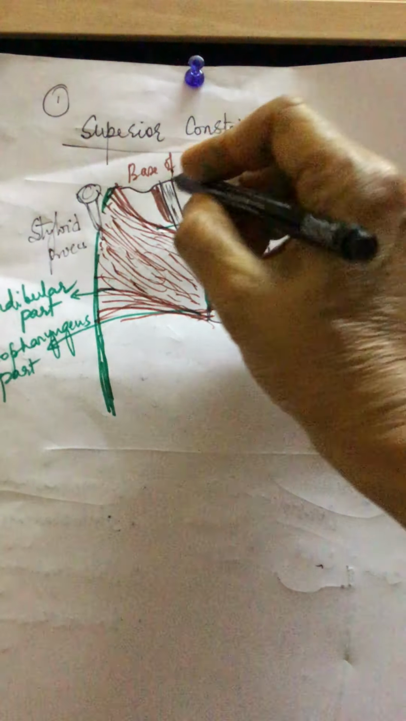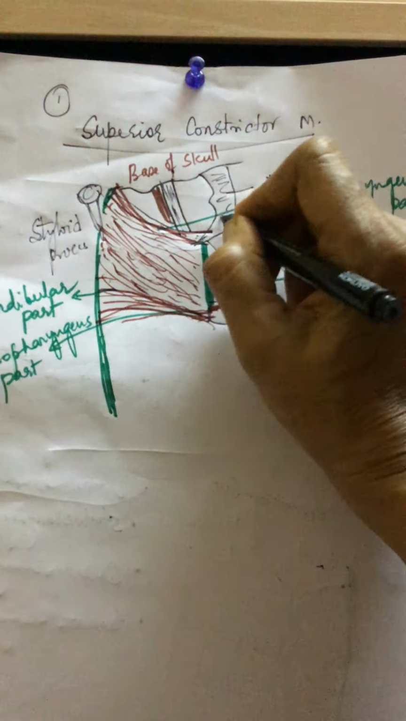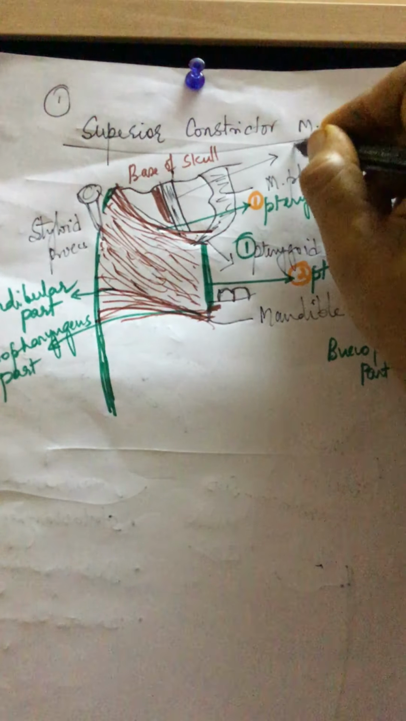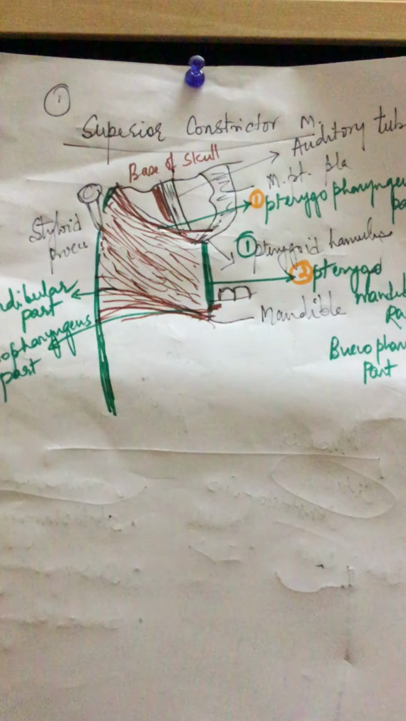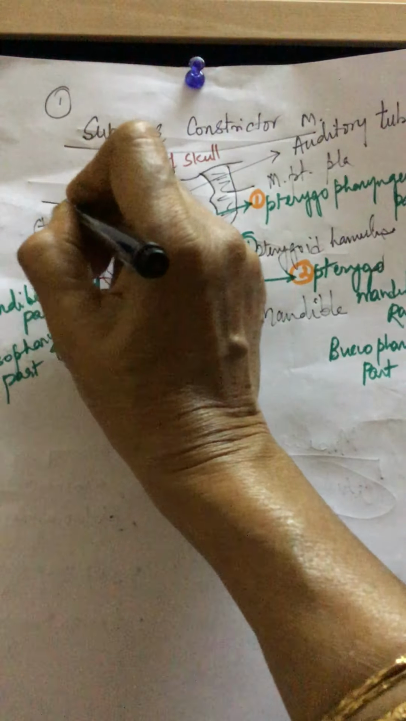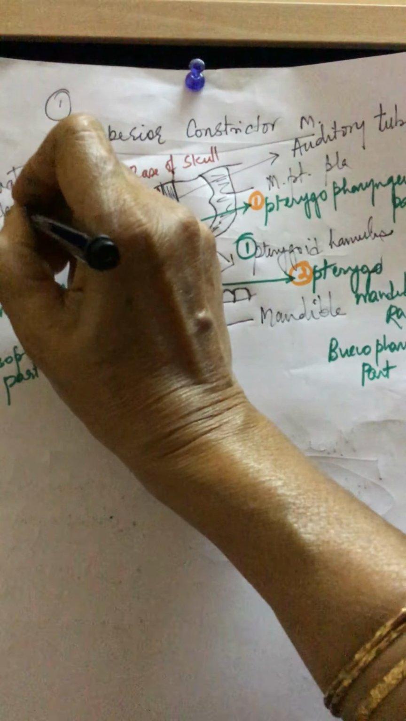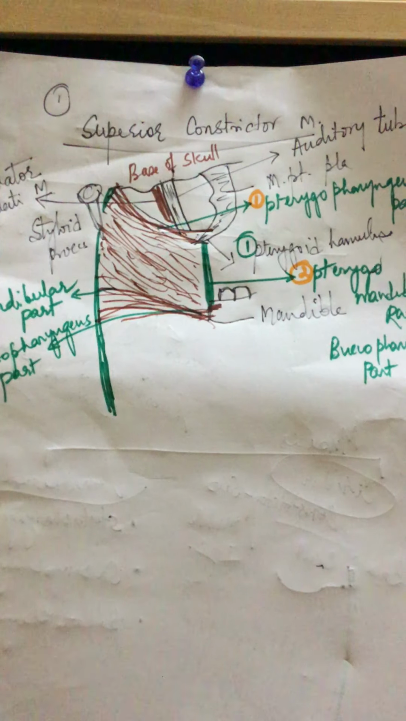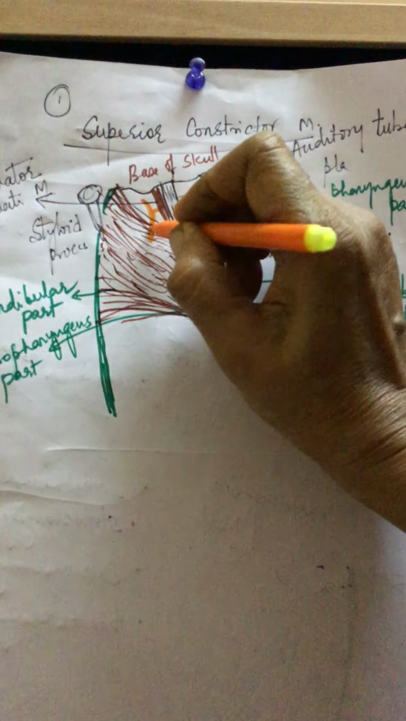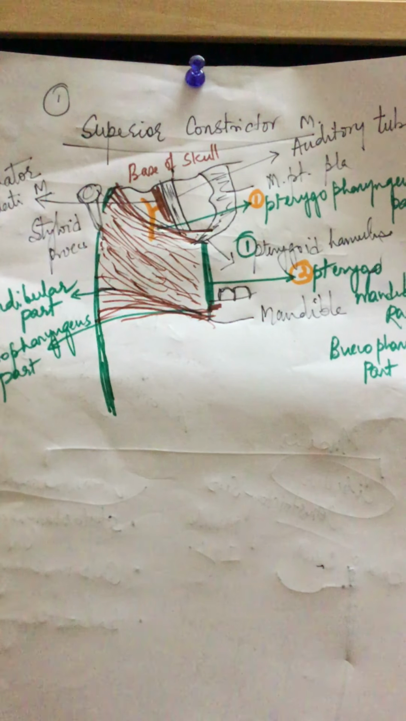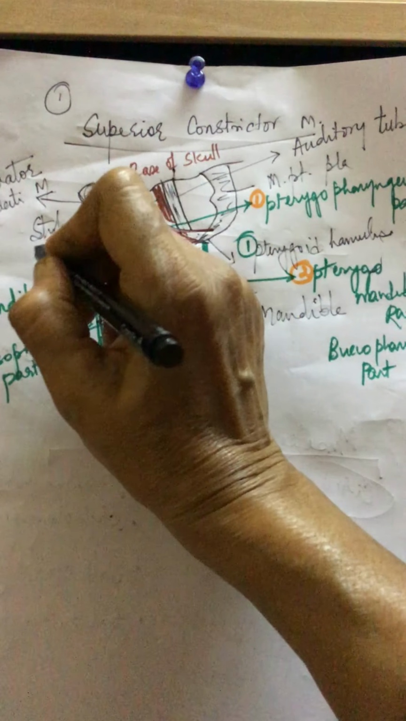So in the gap between the base of the skull and the upper margin of the superior constrictor muscle, you do find the auditory tube and the levator palatini muscle. Apart from that, you do find the ascending palatine artery. This you call the ascending palatine artery.